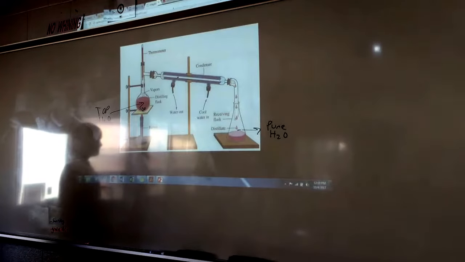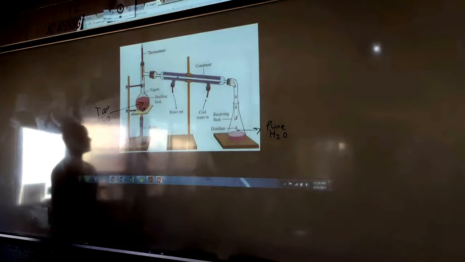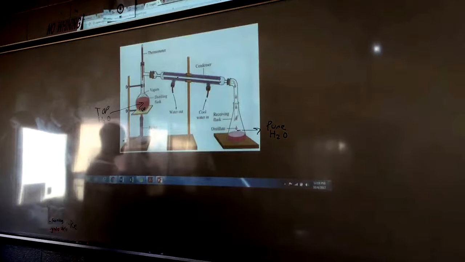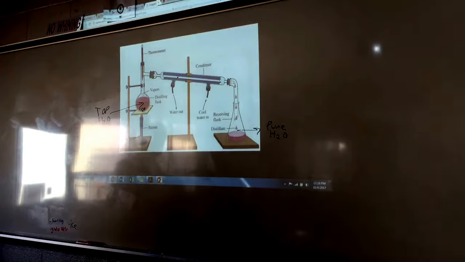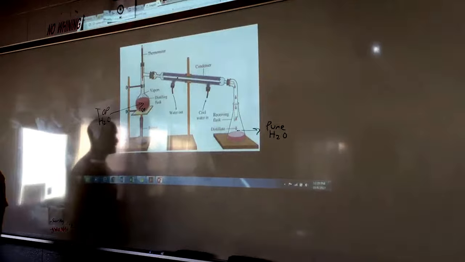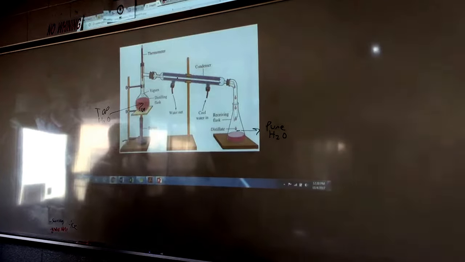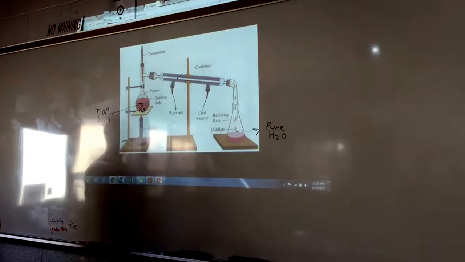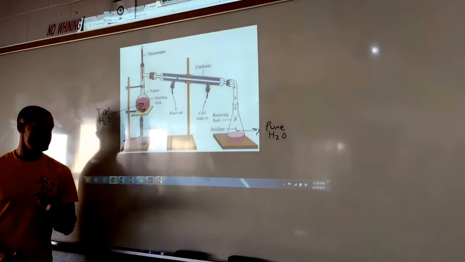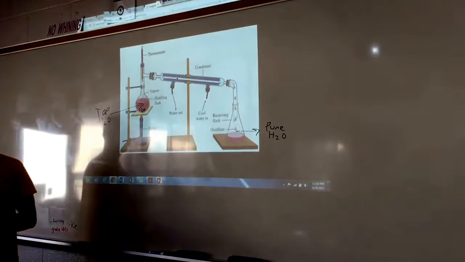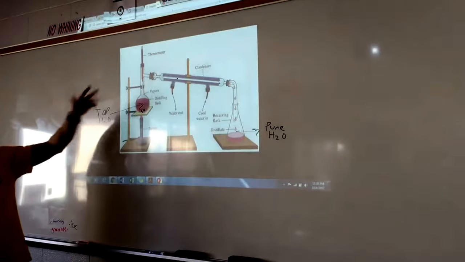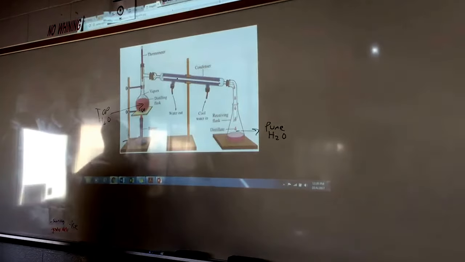So that's distillation. Again, the definition is important to remember. Using boiling points to separate, because every substance has a different boiling point. So if you have a mixture of substances, you can separate them because they will boil at different temperatures. And it's not that easy. You need all the equipment and contraption and stuff.